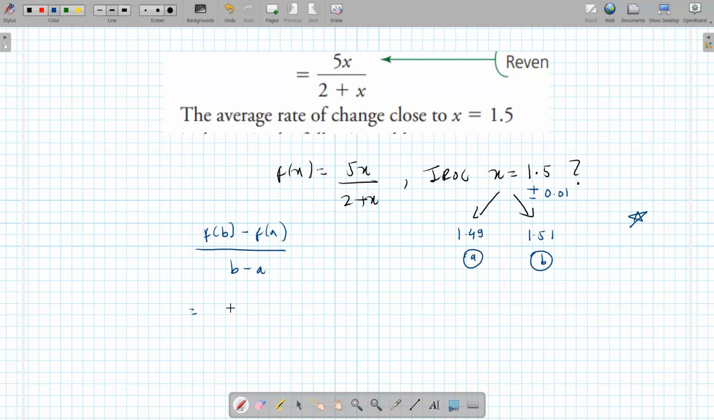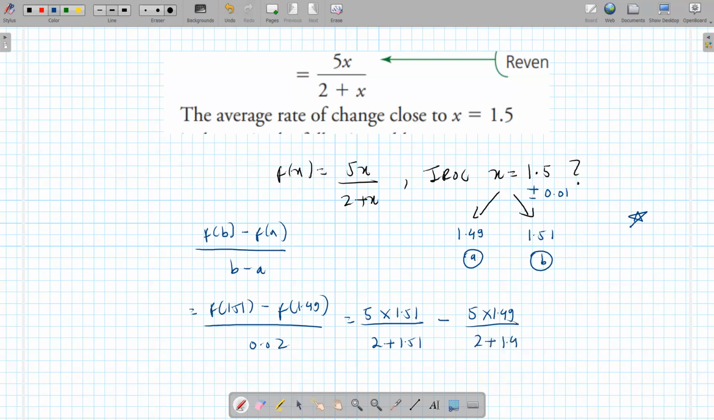So here, if f of x is 5x over 2 plus x, what's f of 1.51? All you have to do is replace that x with 1.51. So you get 5 times 1.51 all over 2 plus 1.51. That is f of 1.51. And then now you take away 5 times 1.49 over 2 plus 1.49, all over 0.02.